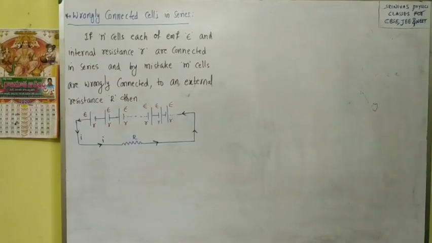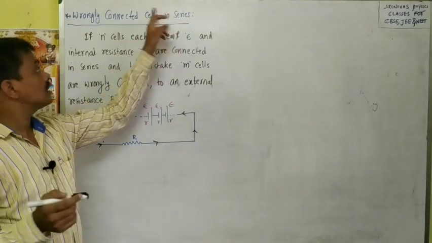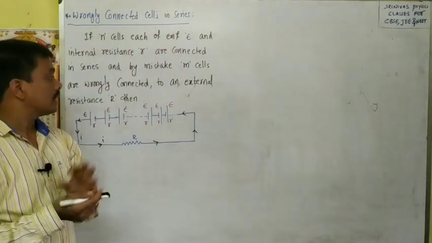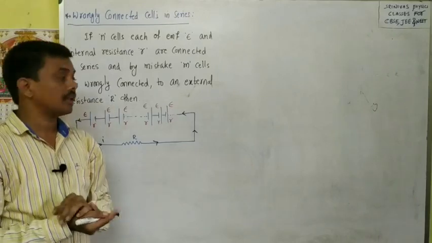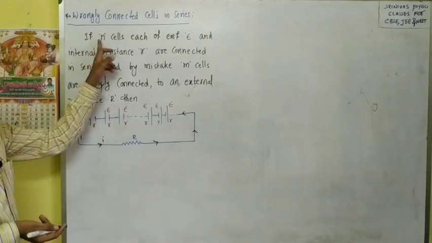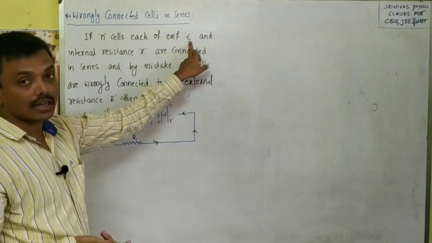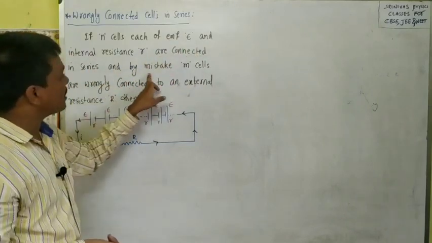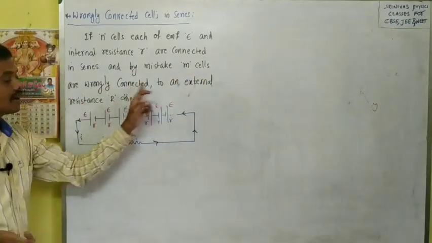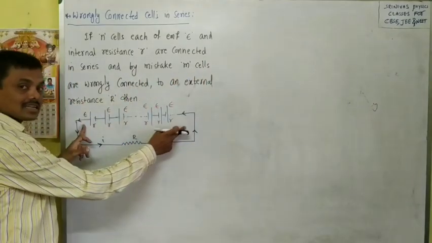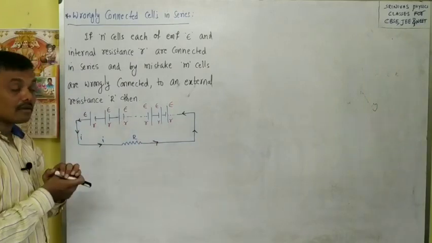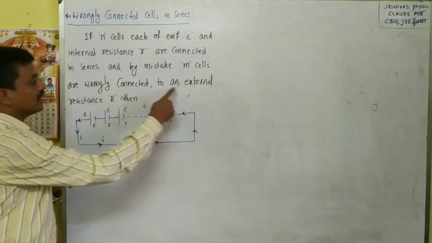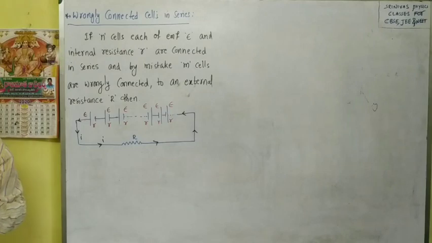Okay, look here. The next topic is the series combination, if wrongly connected, in identical cells. Then what happens? Look here. n cells each of EMF E and internal resistance small r are connected in series, and by mistake m cells are wrongly connected. Total n cells are there. By mistake in that, m cells are wrongly connected. Then what is the effective EMF and effective resistance?